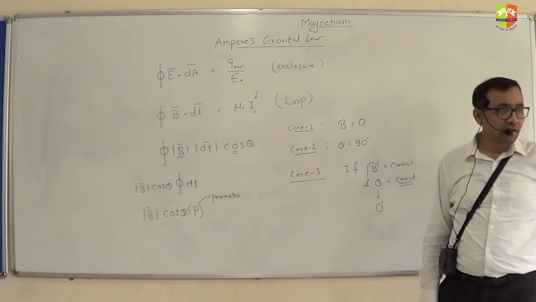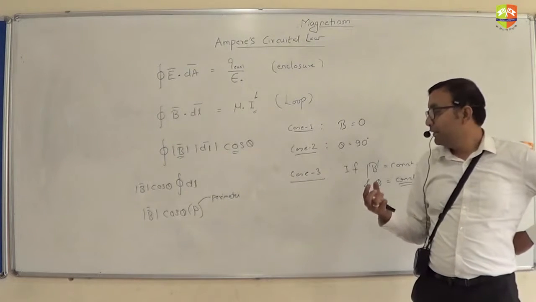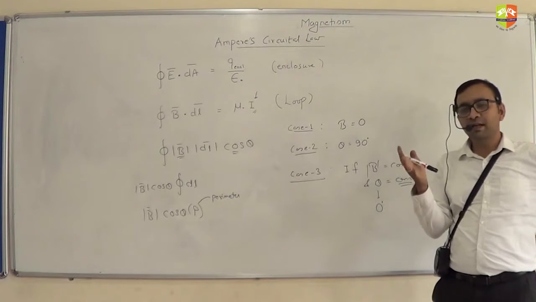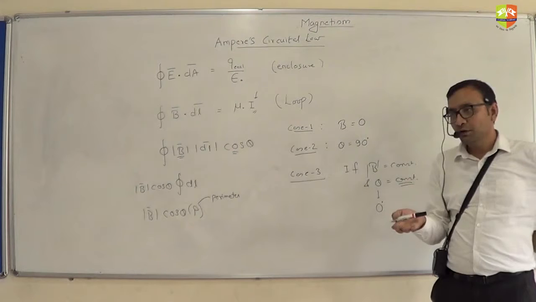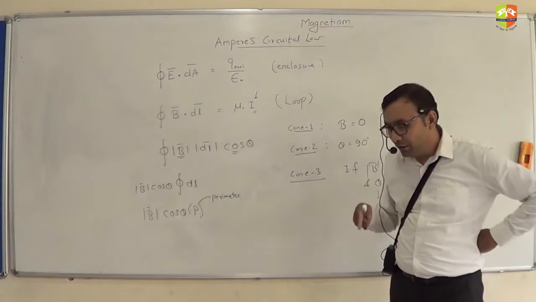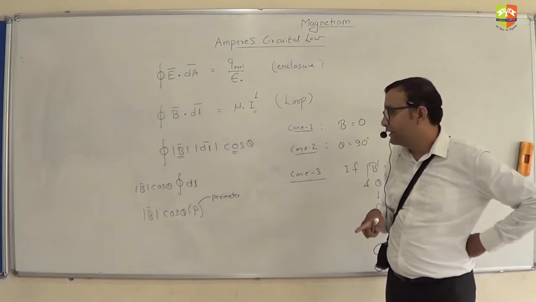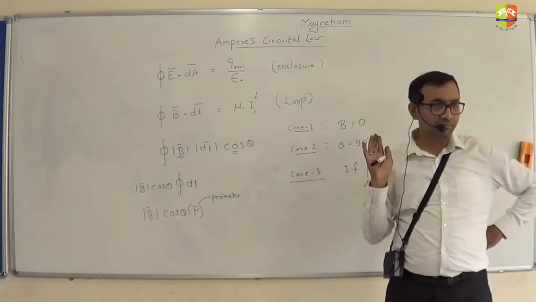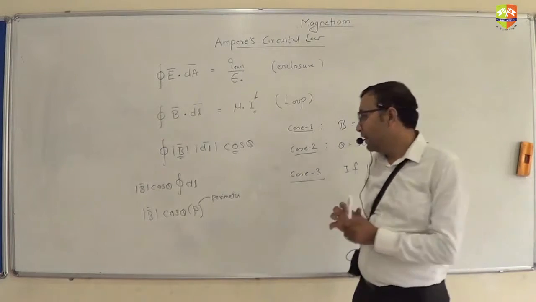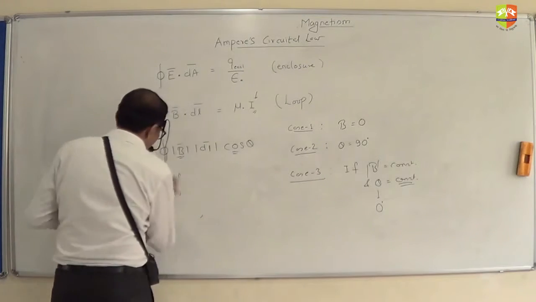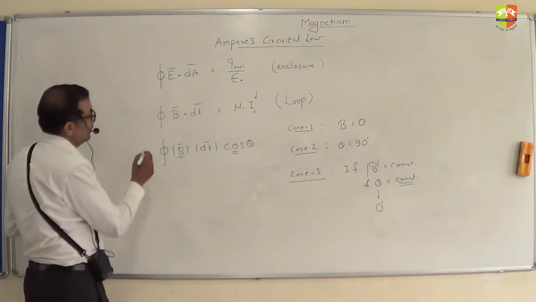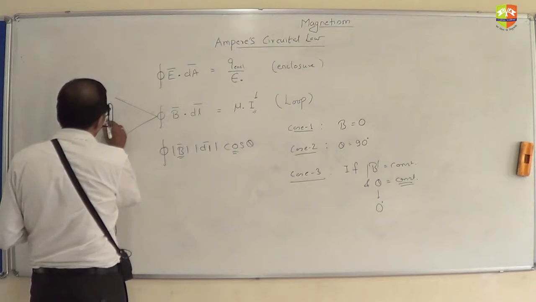Getting it? And the best part is, it is in your hands to choose whatever shape and size of the loop you want to use. So what you will do? You will first look at the magnetic field, how it is, and then draw your loop in such a way that one of these three cases happens. Getting it? Understood?